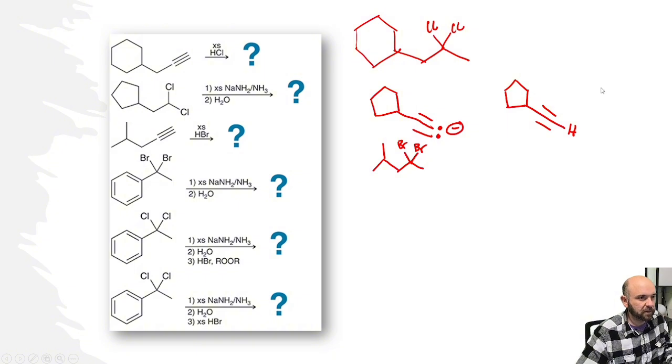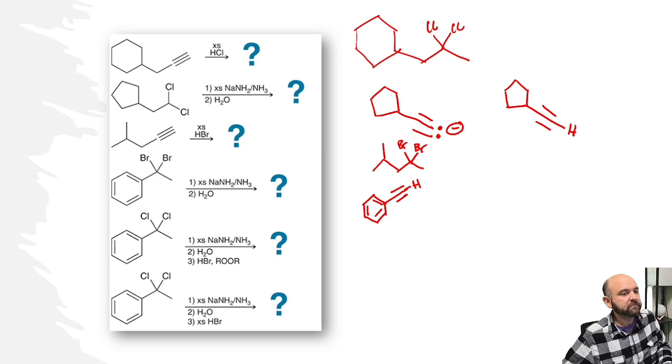In the third example, we treat a dihalide with excess NaNH2 and NH3 followed by a workup with water, and so we would expect to see, in this case, the benzene ring with the alkyne. So phenylacetylene is our product from that reaction.